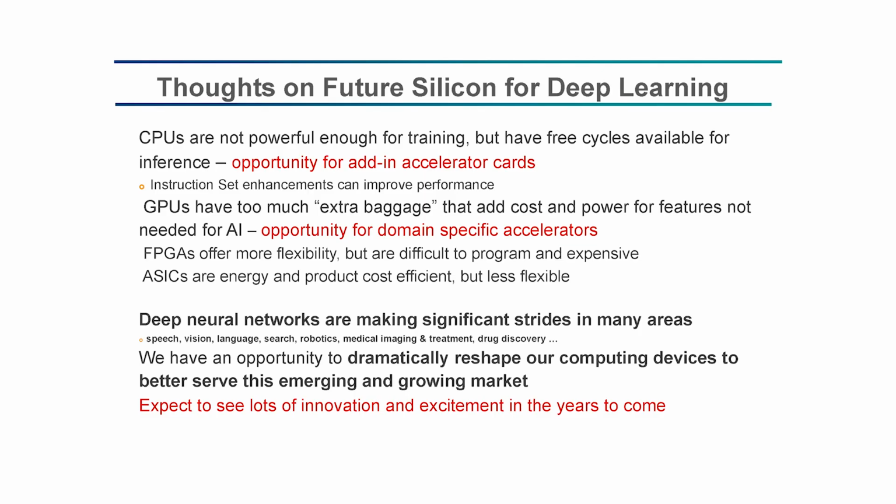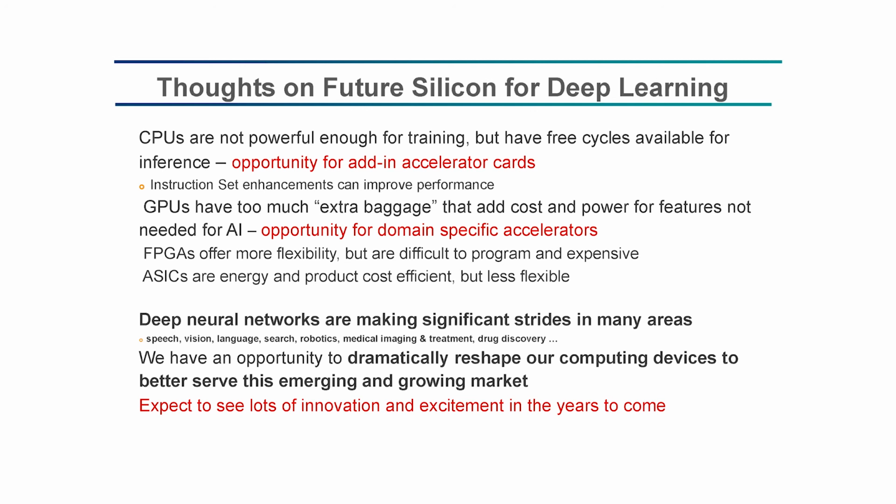So what do I think about the future silicon for deep learning? CPUs are not powerful enough for training, but they have free cycles. So sometimes you'll use them because they're free. But there's an opportunity to add in accelerator cards, which is exactly what Google did when they added the TPU as a PCIe card. And there will be instruction set enhancements that can improve performance for deep learning.